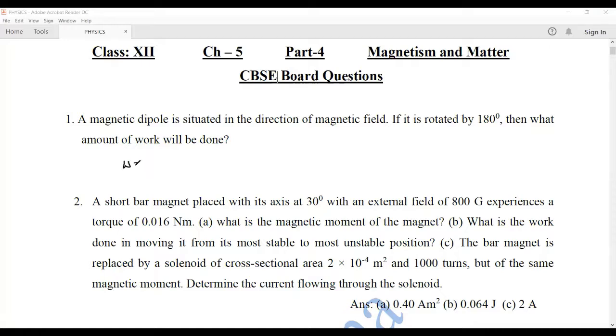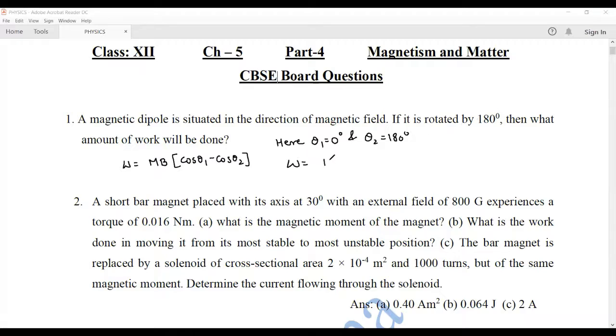We know that work done by a dipole in rotating from theta 1 to theta 2 is given by the expression W is equal to mb (cos theta 1 minus cos theta 2), where m is the dipole moment and b is the magnetic field. Here it is in the direction of the magnetic field, that is theta 1 is equal to 0 degree and theta 2 is equal to 180 degree. That is, it has to be rotated from 0 degree to 180 degree.